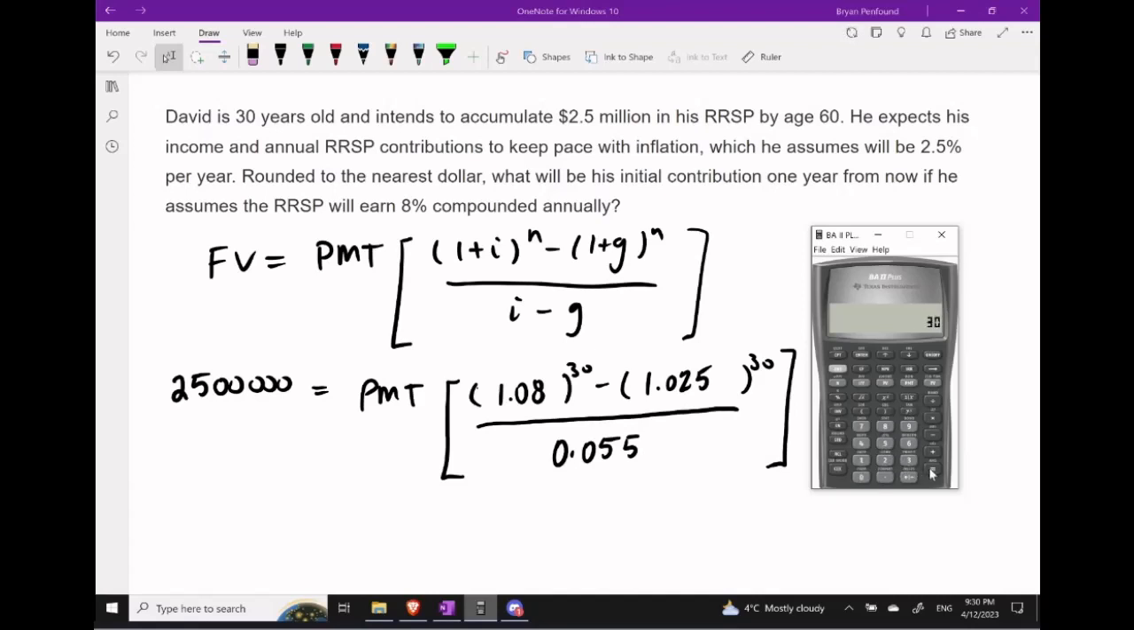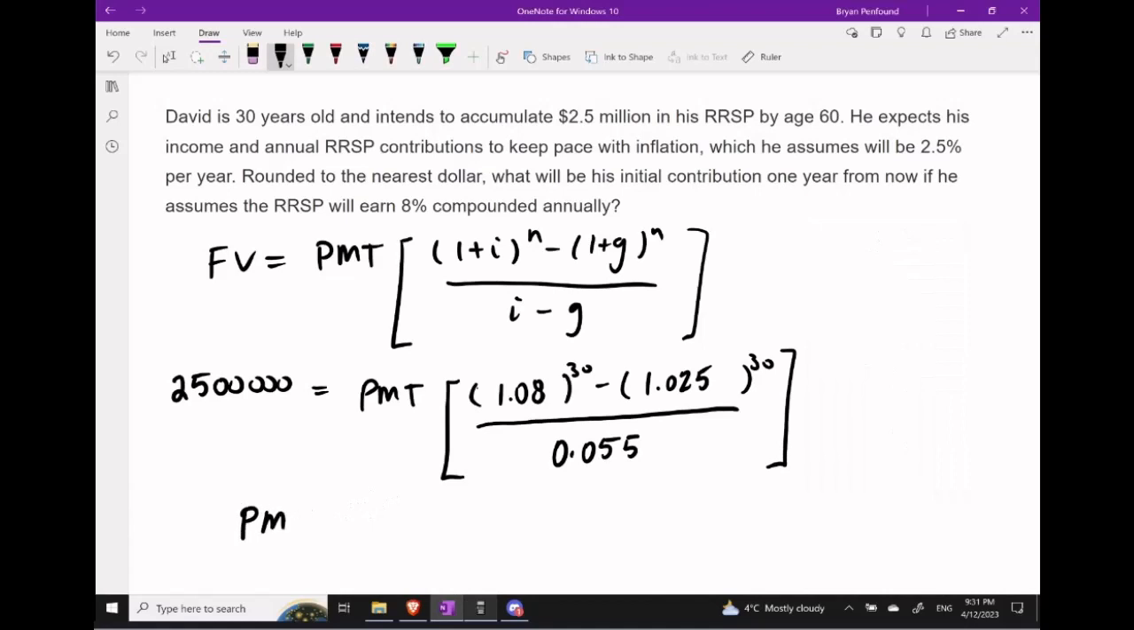Let's go ahead and hit the equals button here, and I'm going to divide this by 0.055. This 144.81 is the number of that simplified fraction inside of the square brackets. Now what we need to do is solve for the payment size, PMT. So we need to take our 2.5 million and divide by this 144 number.